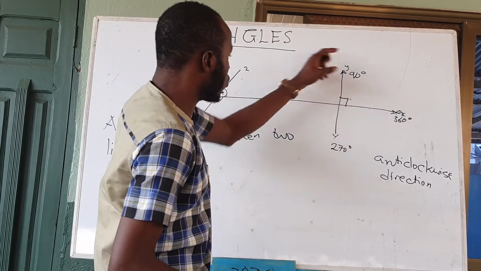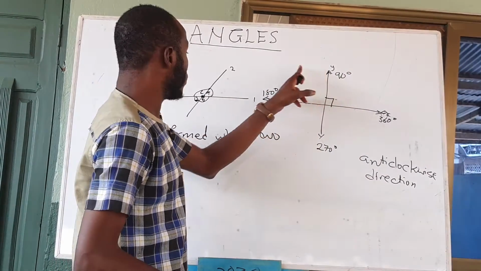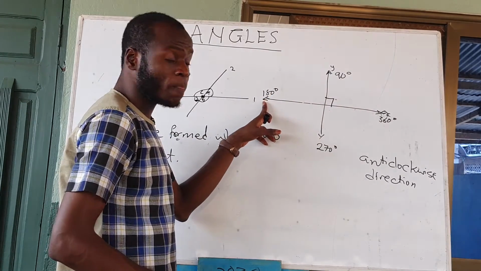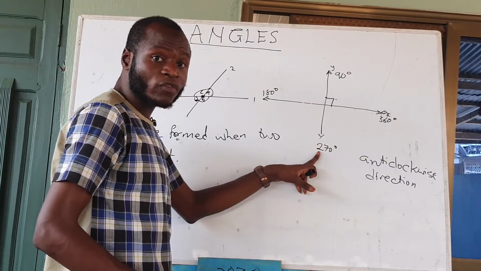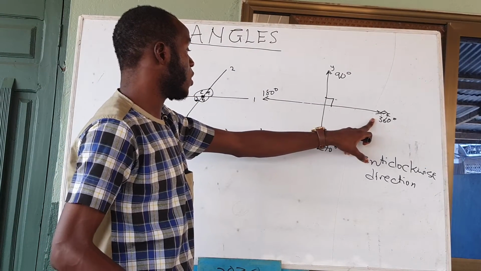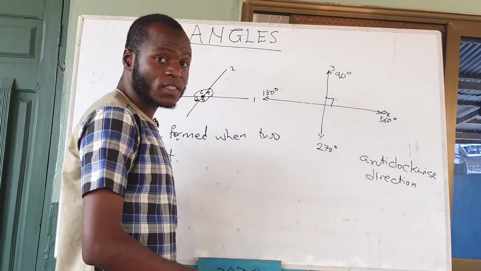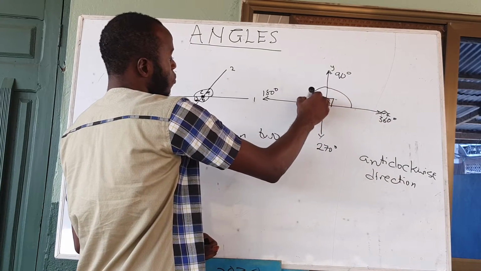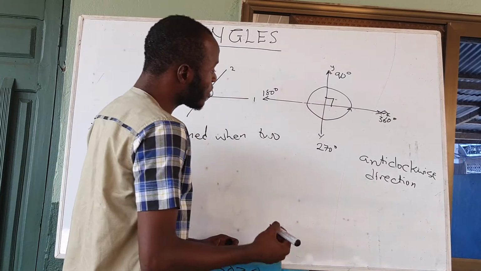In anti-clockwise direction, when it gets here at the north, you have 90 degrees. When it gets to the west, you have 180 degrees. When it gets to the south, you have 270 degrees. And then when it gets back to the east again, you have 360 degrees. So this is how the angle is measured, from this direction to this direction to this direction, and then back to this direction.